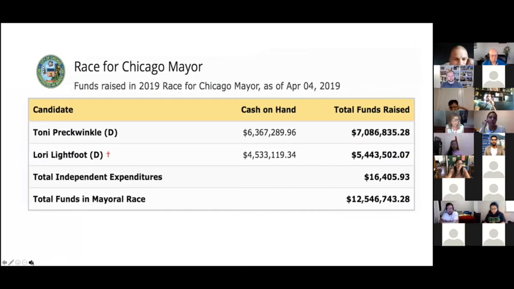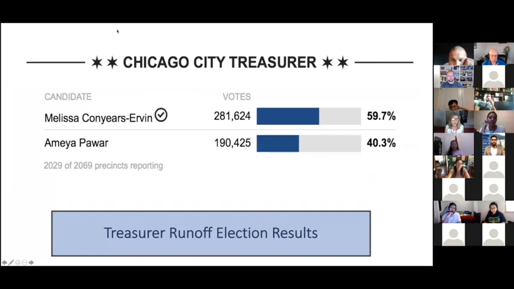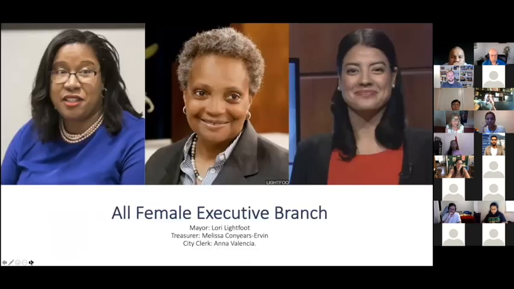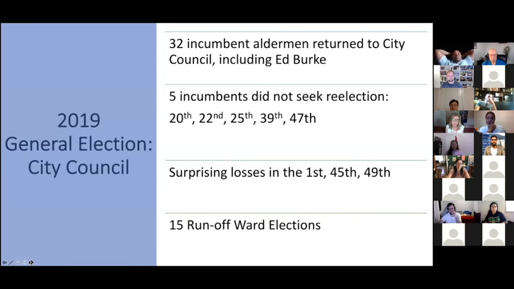Preckwinkle actually had a little bit more. As I mentioned earlier, our treasurer and city clerk are elected independently. The treasurer actually went to a runoff election with Melissa Conyers-Irvin, who's married to an alderman, and she ended up winning that race. And Chicago currently has not only an all-female executive branch, but all-female women of color, which is noteworthy. No other US city has had this kind of diversity. We don't think of Chicago as being very progressive, but when we look at who we've elected in the last election, it tells us a lot, particularly when we put ourselves in comparison to places like New York or LA.